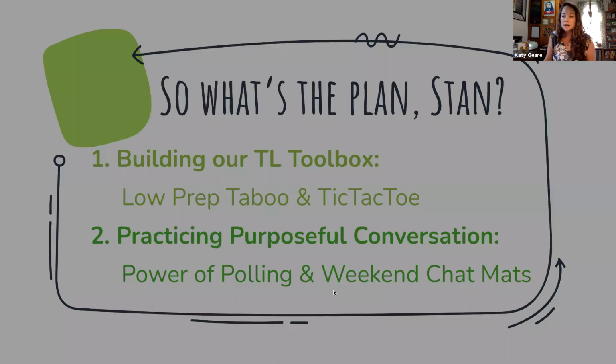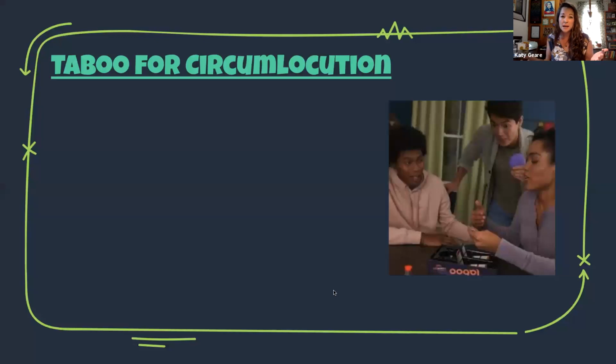So first up, I'm sure we've played Taboo in our classes before, or maybe at home. But Taboo is a great opportunity to practice circumlocution, right? When you're having a conversation and you're looking for a word, this happens especially with our language learners, they have to talk around it. So this is a great game that's super low prep. It's a lot of fun. It gets a lot of noise in your classroom, and the kids get competitive and really get into it.